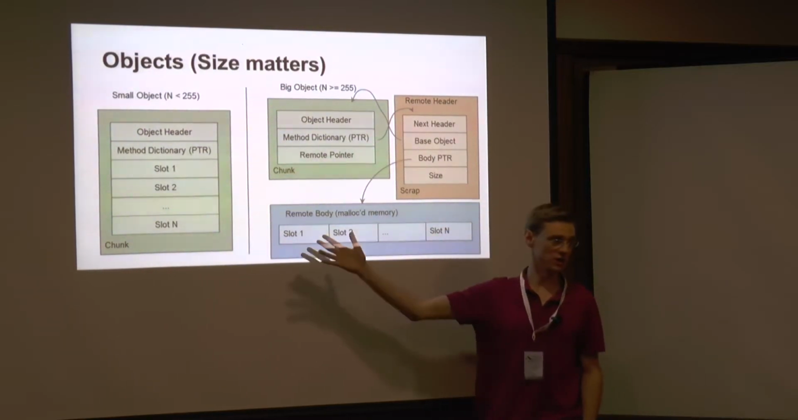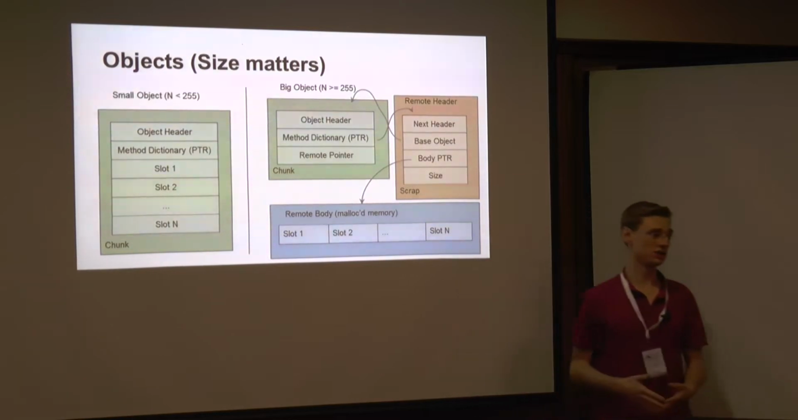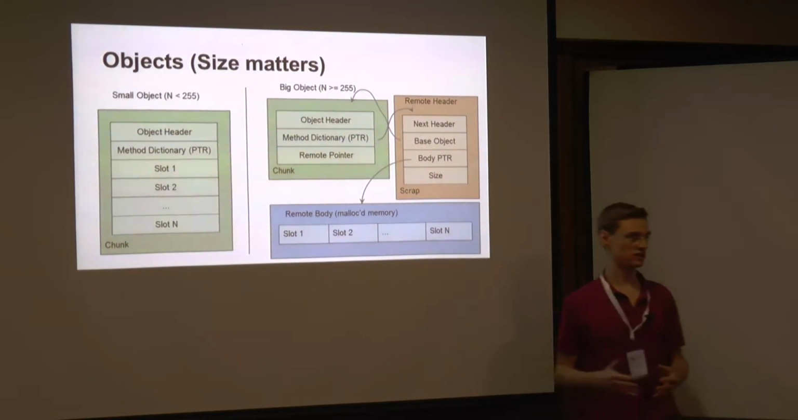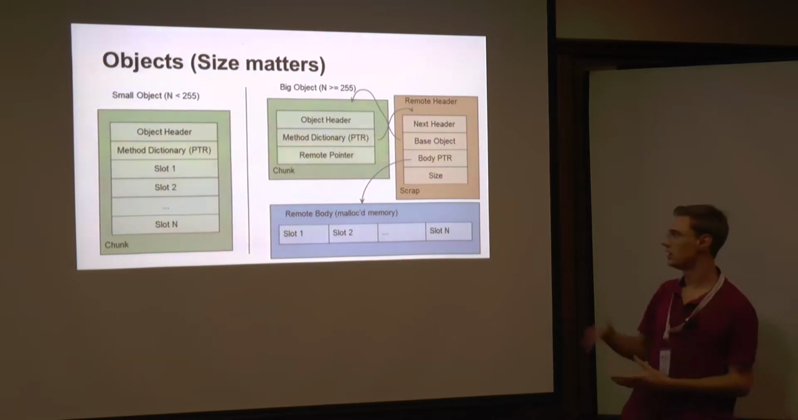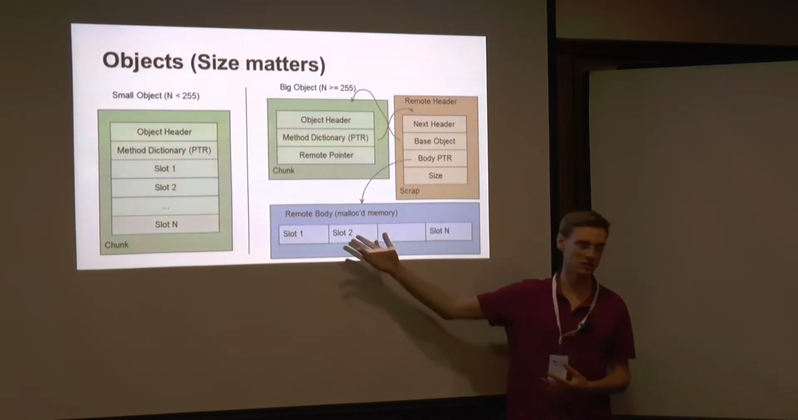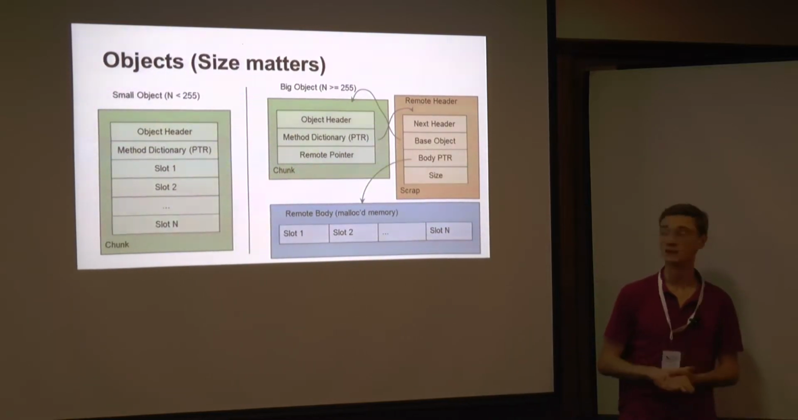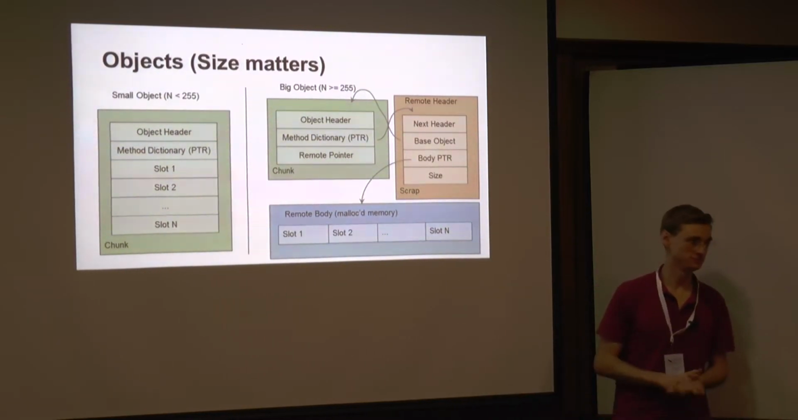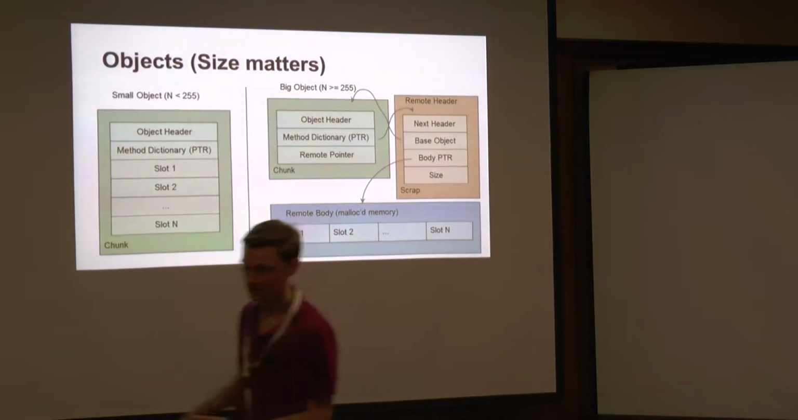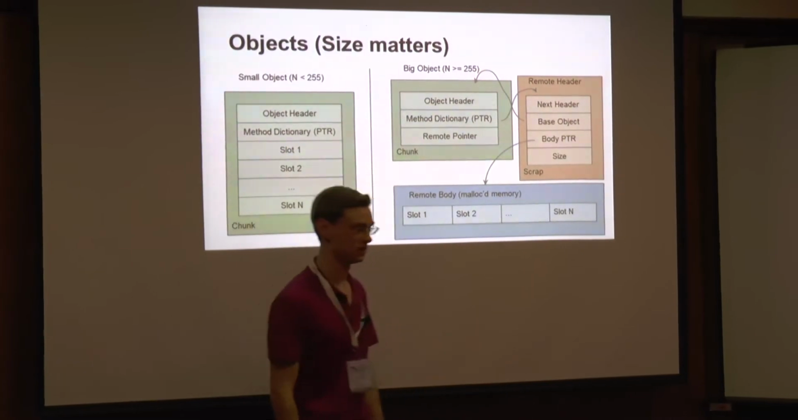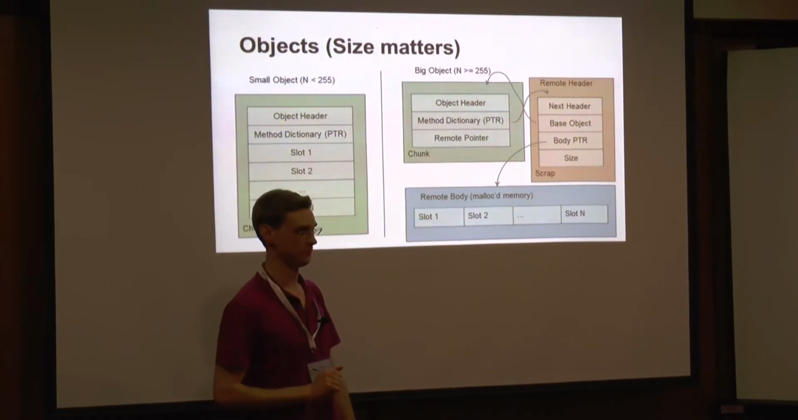And this body right here is a remote body. And we allocate it dynamically using malloc and free, unlike chunks, which are malloc'd and never freed. And the slots for a big object are located in the remote body. And we also have a size. Make sense? Which is the size of the number of slots? Yes, the size. That's the number of slots. Yes, that's correct.